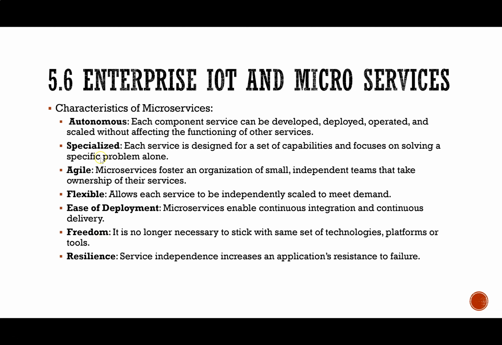Microservices, here are the characteristics. Autonomous: they're independent of each other and they can function without affecting each other. So if one device or one process goes down, systems can still function. They are specialized. Every device has its own set of capabilities. Agile, so that they're small and independent, flexible, and easy to deploy. It's no longer necessary to use the same technologies or the same platforms. They are resilient and independent.